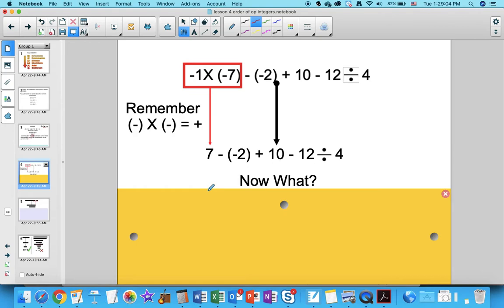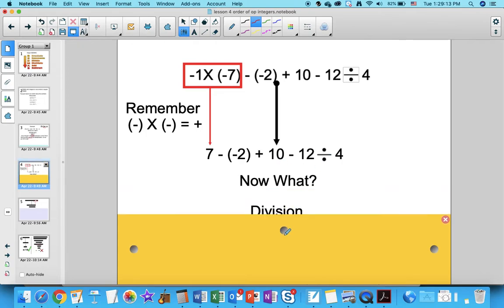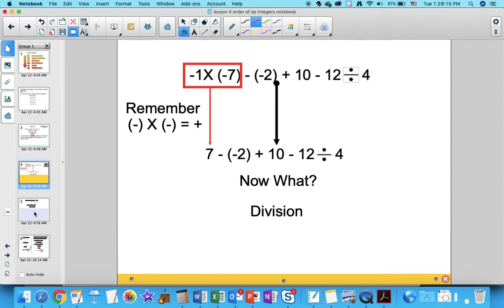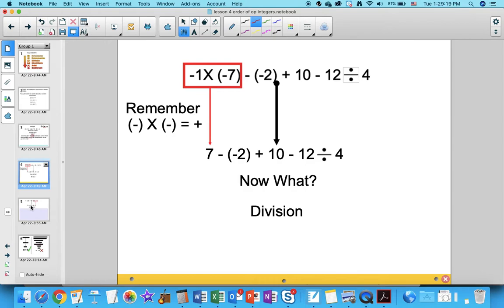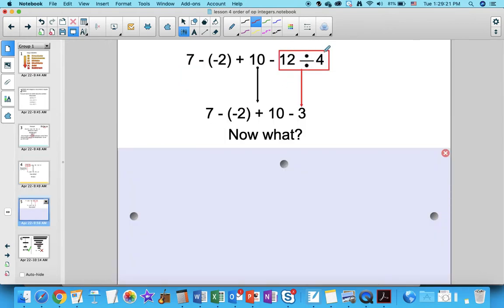So now what? Well, again, I do BEDMAS. Do I have brackets? Not really. Do I have exponents? No. Do I have division? Yes. So I do division, right? So then I jump over onto this side, right? So I take this equation and I do this part, 12 divided by 4. Well, 12 divided by 4 is 3, so I bring it down. So now I have 7 minus negative 2 plus 10 minus 3.